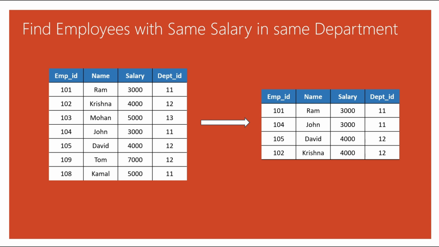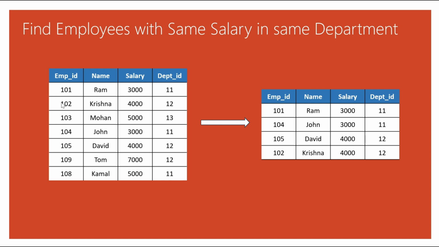So let's say we have an employee table with columns employee ID, name, salary, and department ID. If you look at employee ID 101, his salary is 3000 and he's working in department ID 11. And employee ID 104 also has the same salary 3000 and he is also working in the same department. So we should display 101 and 104 employees here.